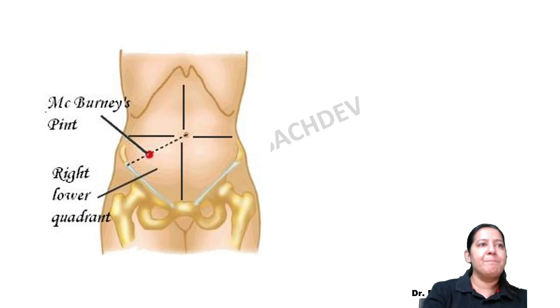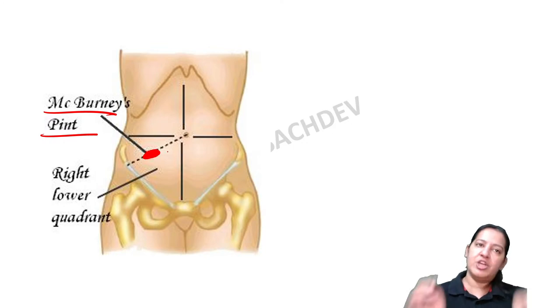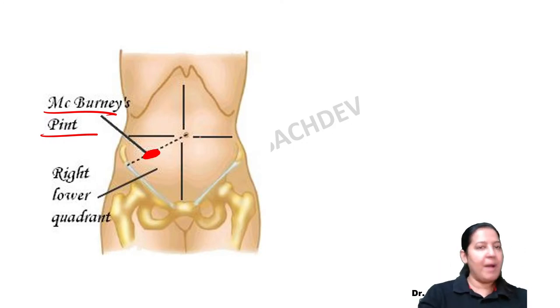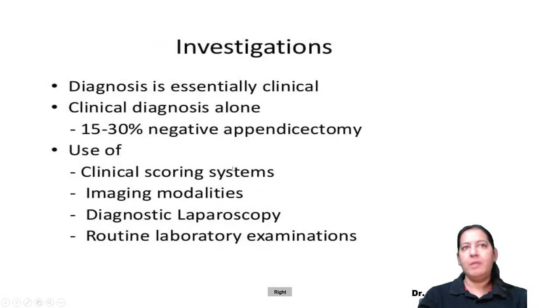So this is known as McBurney's point. You may know what McBurney's point is. At the exact McBurney's point the patient will have severe pain. You start palpating the patient from the umbilicus till the lower abdominal quadrant. You start palpating, and midway the patient will have severe tenderness somewhere. This is McBurney's point. You may know that.